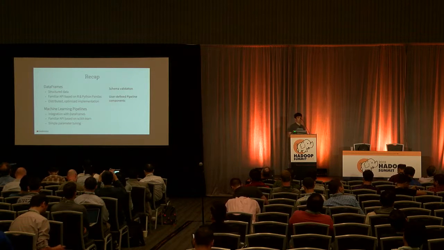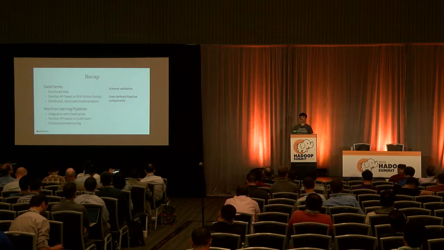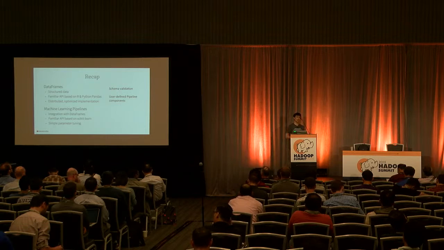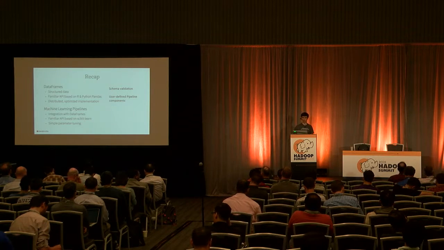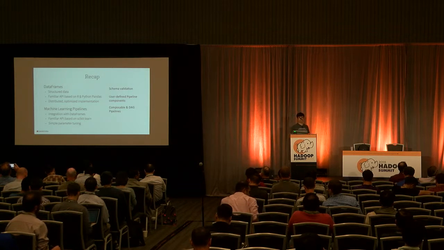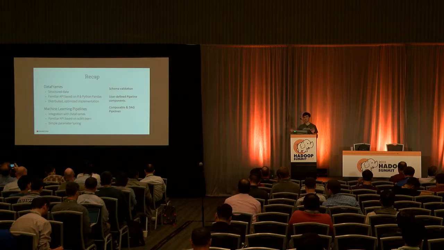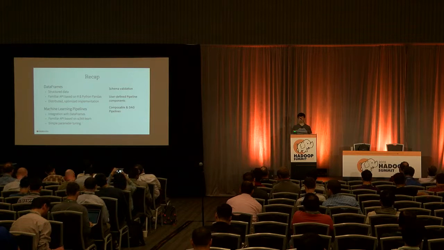We have user-defined pipeline component support, where basically we have these transformers, estimators, evaluators, and users are able to plug their own models into these APIs. And finally, we have support for composable and directed acyclic graph pipelines. In the demo I showed, it was a simple linear chain, but really you can have pipelines within pipelines, as well as pipelines which are basically general graphs as long as they're directed and acyclic.